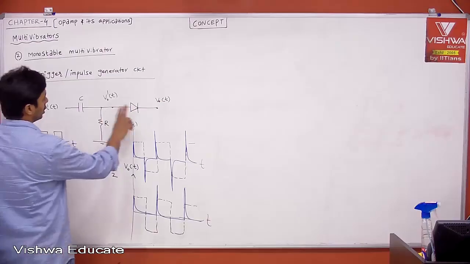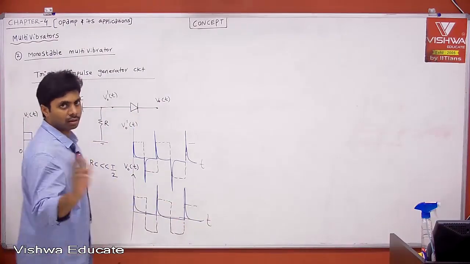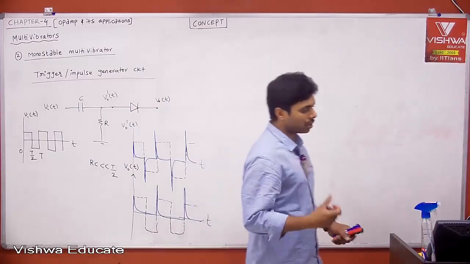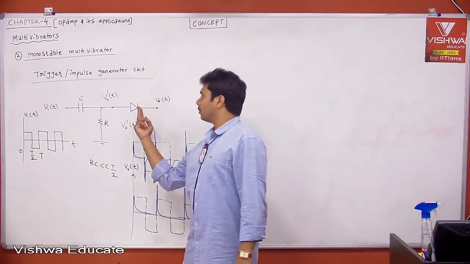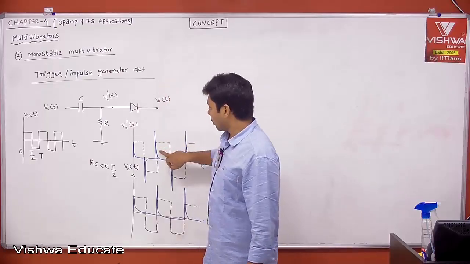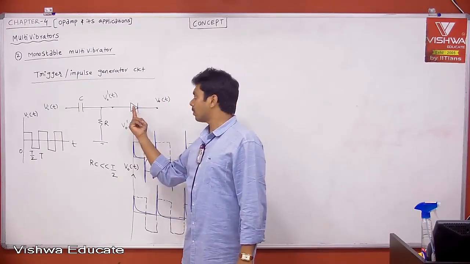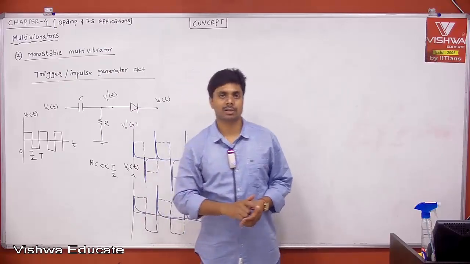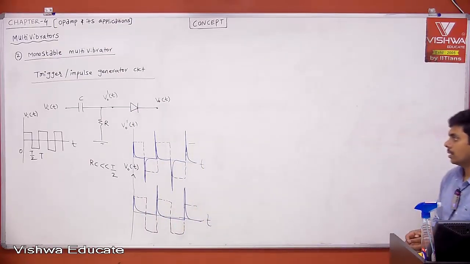Now, if you take the PN junction diode opposite to it, then it passes only negative triggers. That you can take as homework. Take this circuit, we are going to use this circuit, not this. Wherever you want a positive trigger, you can apply like this. Wherever you want a negative trigger, just change the direction of your PN junction diode and you will get negative triggers. That is homework for you. Okay, that's fine.